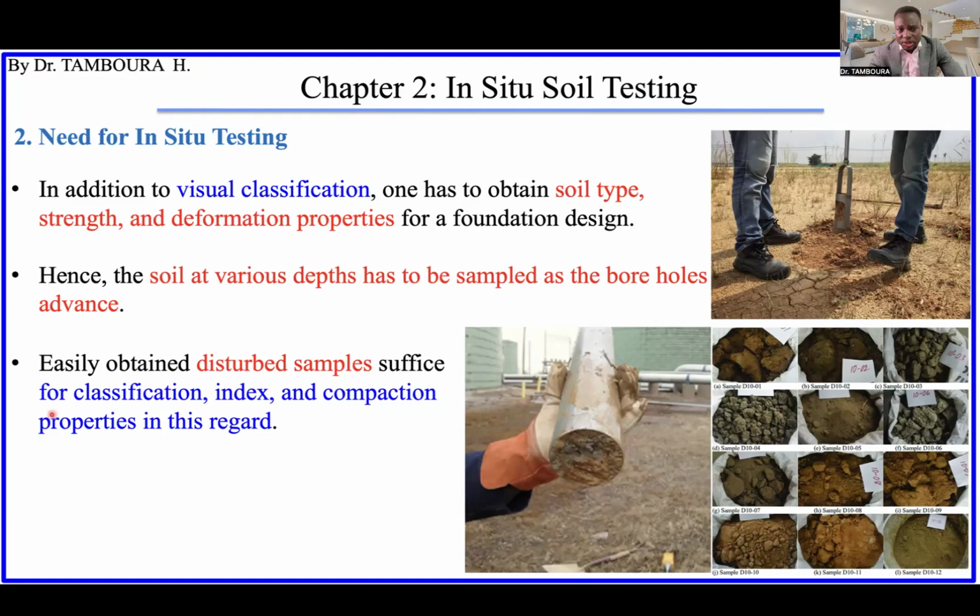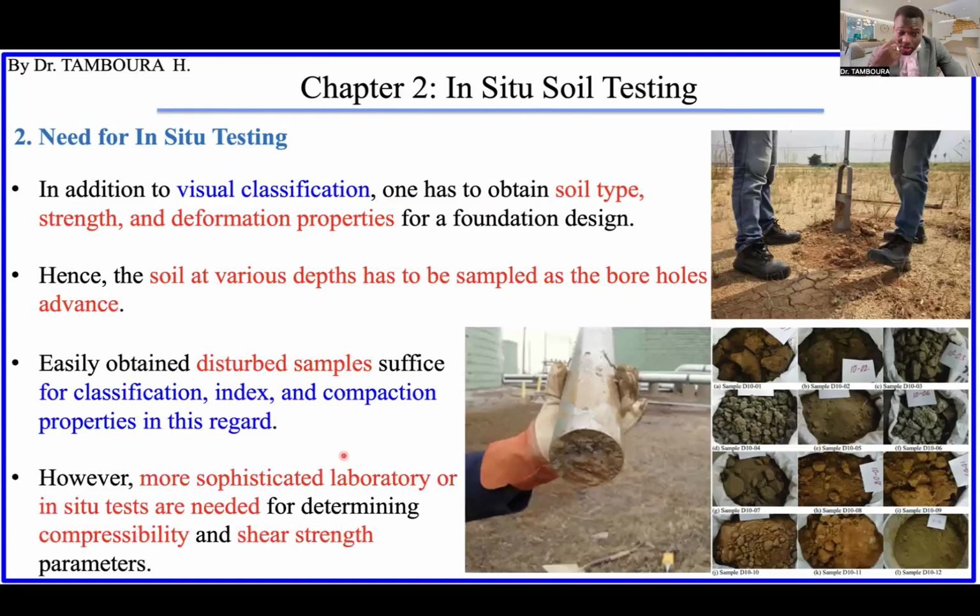This kind of sample can be used for soil classification, index, and compaction. You can use this for making Proctor compaction. But if you need to determine compressibility of soil or shear strength, maybe internal friction angle, Young modulus, cohesion, this kind of sample cannot help you enough. You need advanced lab testing or in situ testing, or you need this kind of sampling. This kind of soil sample we can call an undisturbed sample, but we cannot use the disturbed one to obtain the compressibility or shear strength of soil.